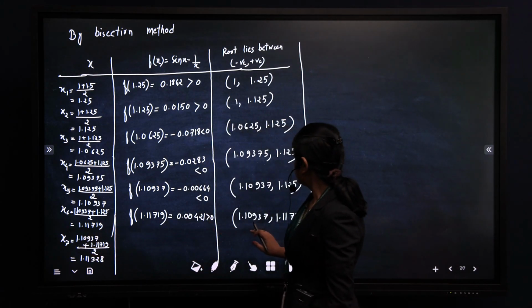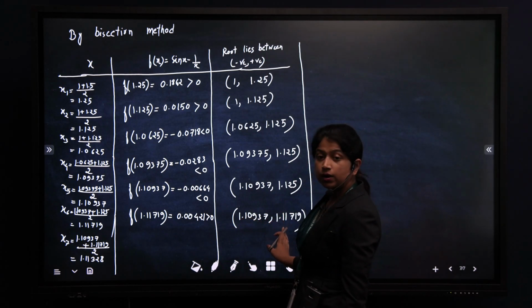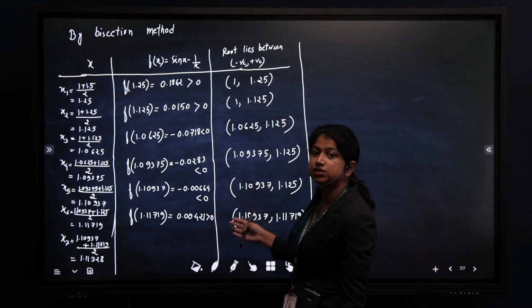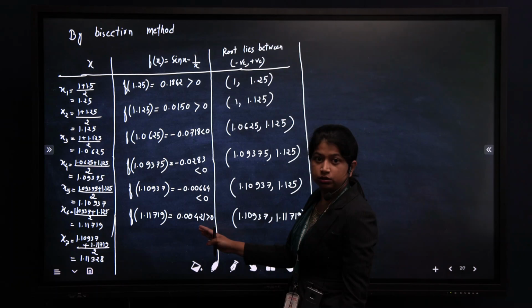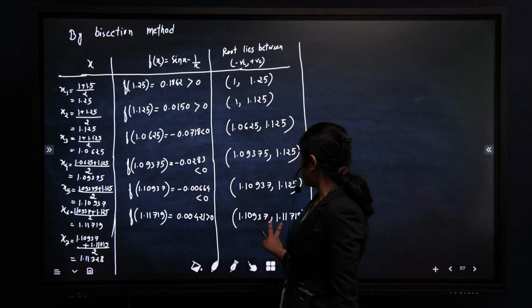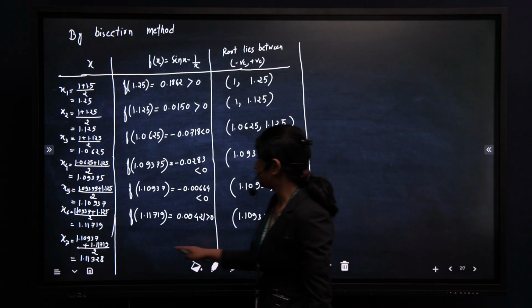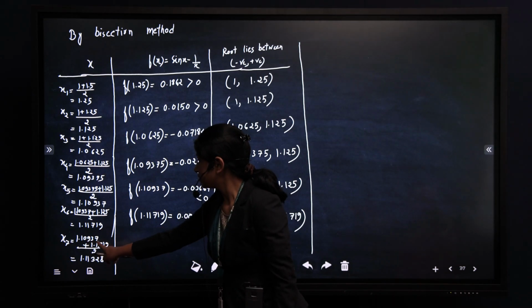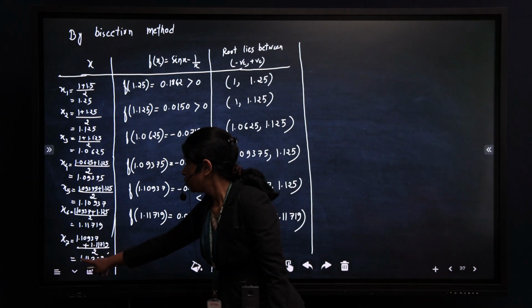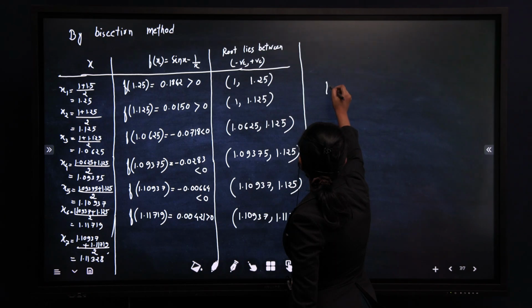So for x6 we are getting the root lies between 1.10937, 1.11719. So in the question it was asked that till 7 stage only you need to find the root. So this is the 7 stage that we are finding the average of these two values. So we are getting 1.10937 plus 1.11719 by 2, that is giving us 1.11328. So what will be the answer?